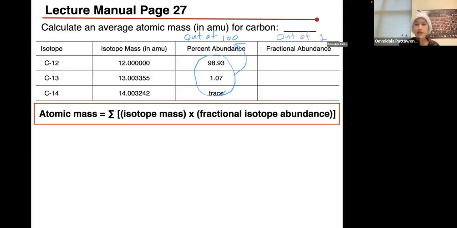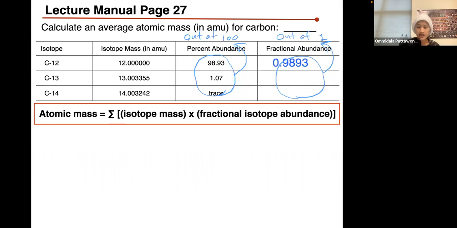For the fractional abundance, the fraction would be out of 1. That means all of these added together need to equal 1, right? So the fractional side is going to be 100 times less than this side, because you are going from out of 100 to out of 1. So what we can do is divide all of these percent abundances by 100 in order to get the fractional form.